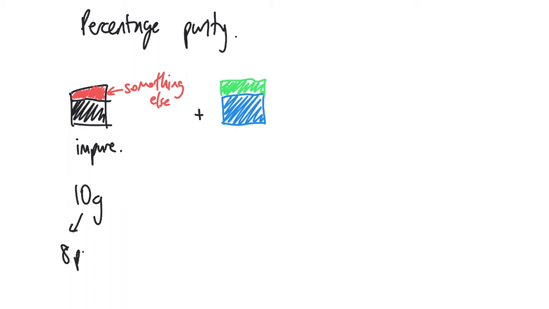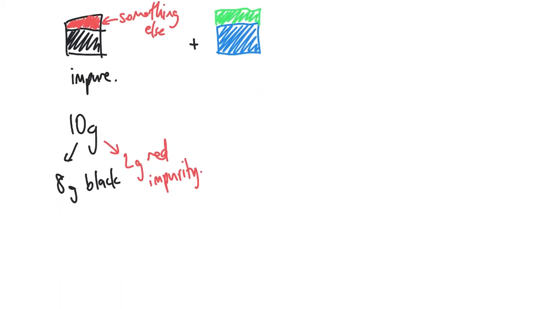it was pure, 8 grams was actually the substance, black, and 2 grams red being the impurity, would I use the 10 grams or the 8 grams or the 2 grams to work out the number of moles of whatever I've got here? Which one? The 8, the 2, or the 10? Which one should I use to work out the number of moles of stuff that I've got?